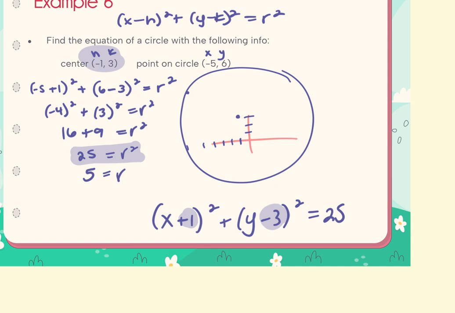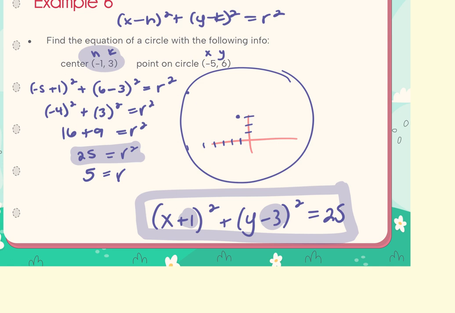Wait, so the -5 and the 6 are your x and your y in that equation? So you use them the first time to get the r squared, but then you're done. And how is r going to help us find the other radius, or the other points? Well, you're not using it to find the other points. You're using it to find the equation. Oh, so we're not going to have to do that? No, we just found the equation. That's what we just did. We found the equation. Yes.